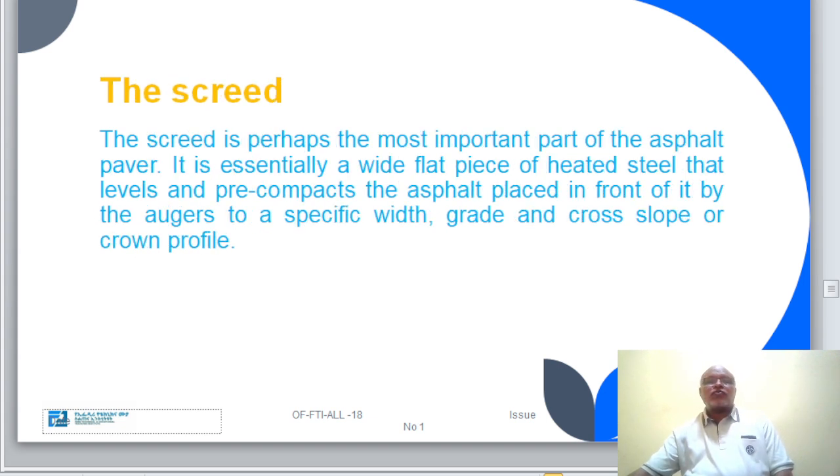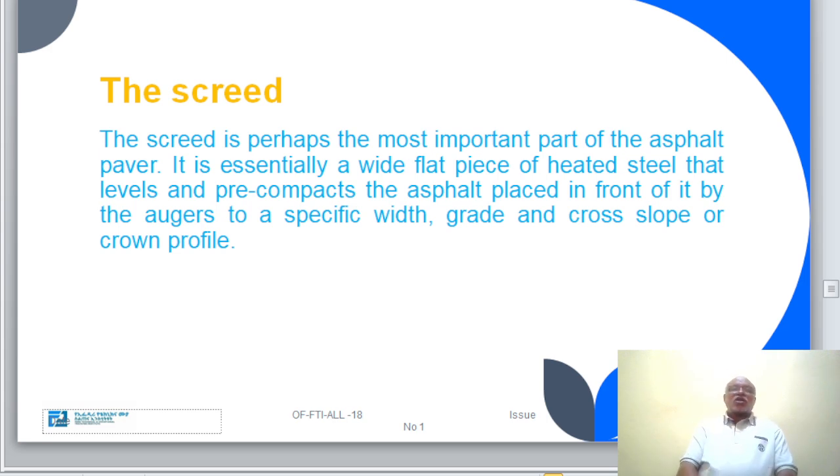Screed. The screed is perhaps the most important part of the asphalt paver. It is essentially a wide flat piece of heated steel that levels and pre-compacts the asphalt placed in front of it by the auger to a specific width, grade and cross slope or crown profile.